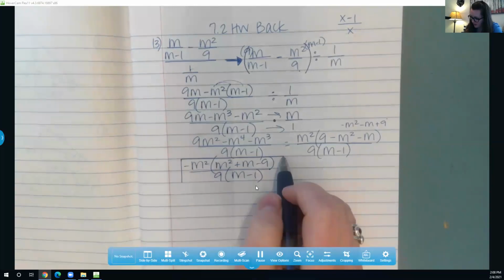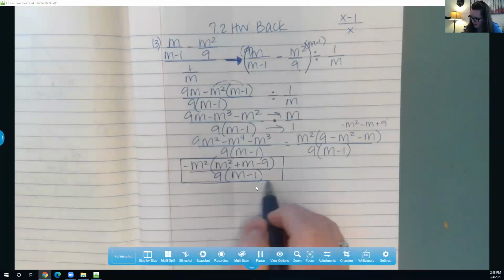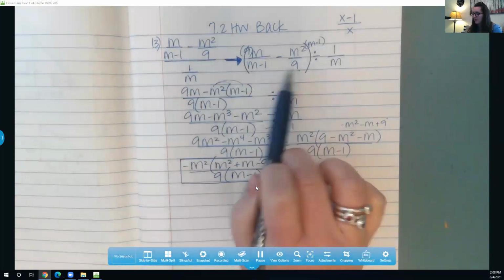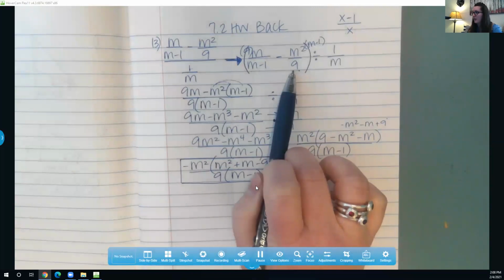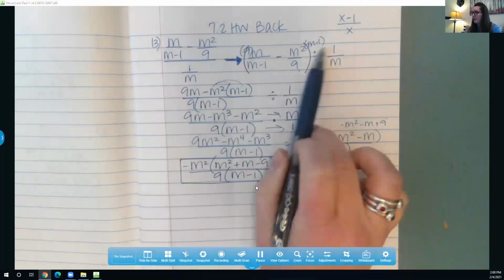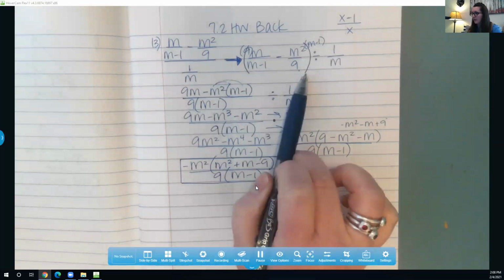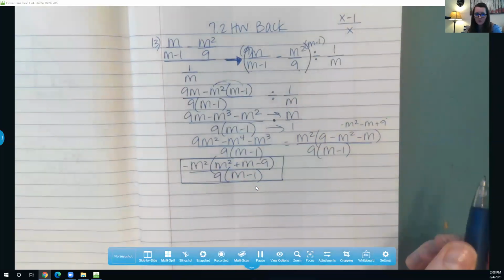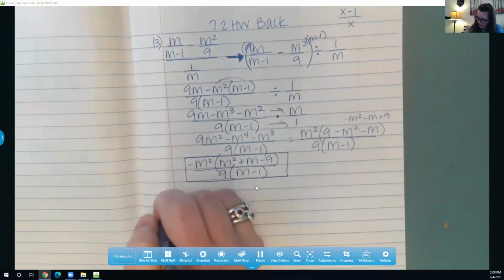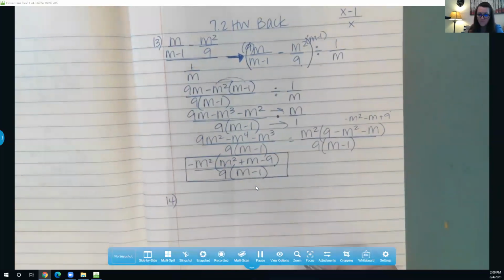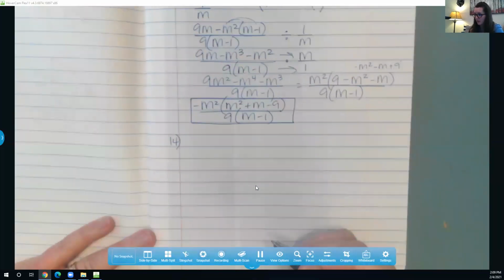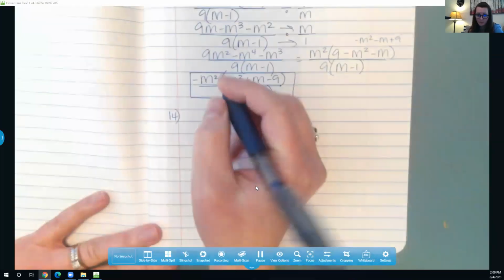So I just want us to think about that. Sometimes it looks ugly, but because of our laws of algebra, we cannot simplify anything here until we simplify this, right? Until we conduct this operation. All right, so that was 13. Let's try 14, and then I'll let you do the other ones on your own, but I wanted to clear those up for you.